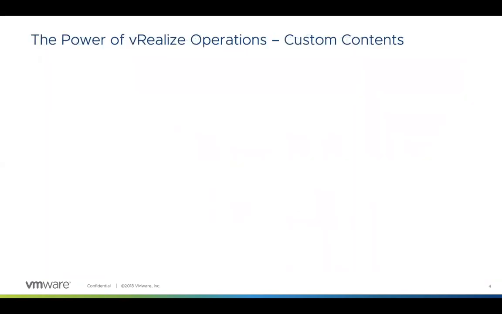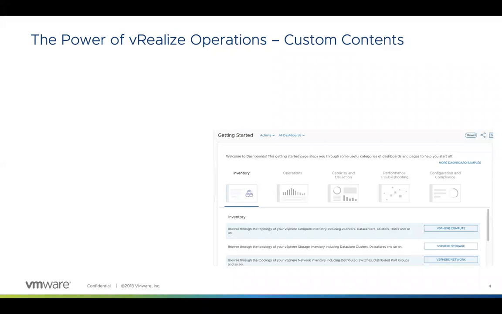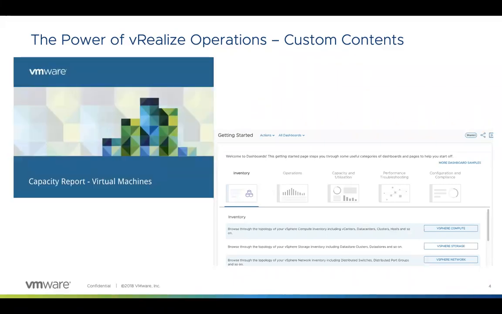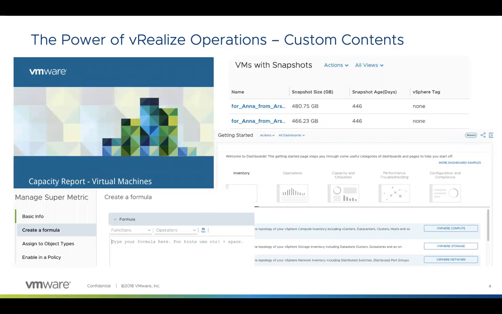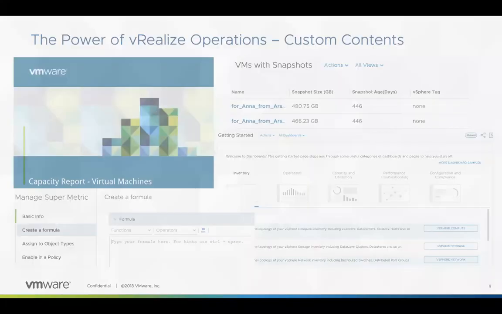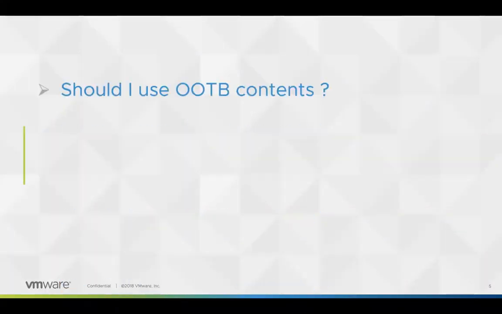Why this gets complicated is basically because of the custom content: you have custom dashboards, custom reports, custom views, and supermetrics, all of these things. This is the real power of VROps. Whatever use cases you want to address with VROps, it is really possible; most of them are possible, or at least you can get those use cases delivered to the customers. Now, with all of these capabilities, you can get into a confusing state, wherein you ask: should I be using out of the box content?